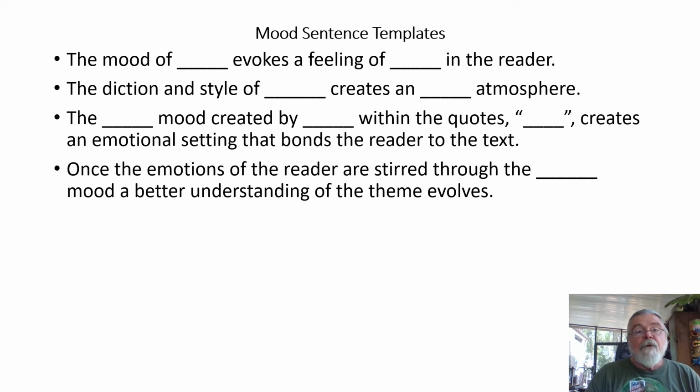So here we have: The mood of blank evokes a feeling of blank in the reader. The diction and style of blank creates a blank atmosphere. The blank mood created by blank within the quotes, and you have a quote, creates an emotional setting that bonds the reader to the text. Once the emotions of the reader are stirred through the tone, the mood, whatever the mood is, a better understanding of the theme evolves. I can use these generic sentences within any essay I write, as long as they're talking about mood. I have these ready to go. Do you? Next.